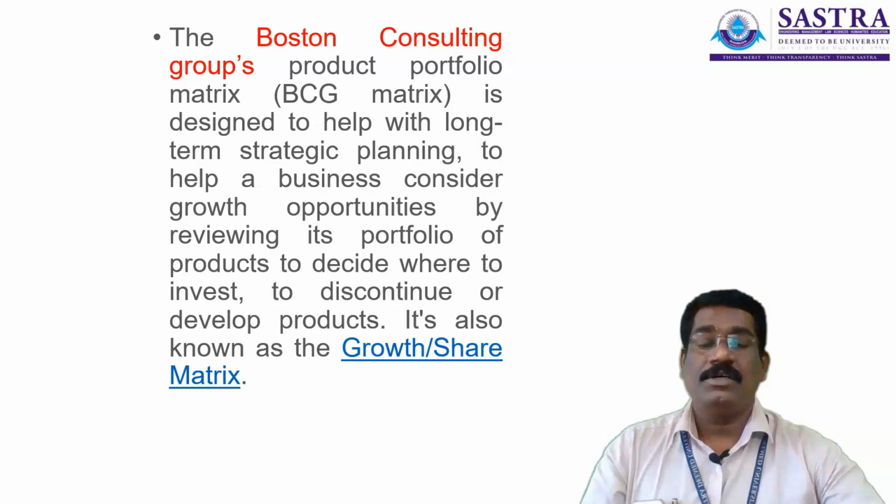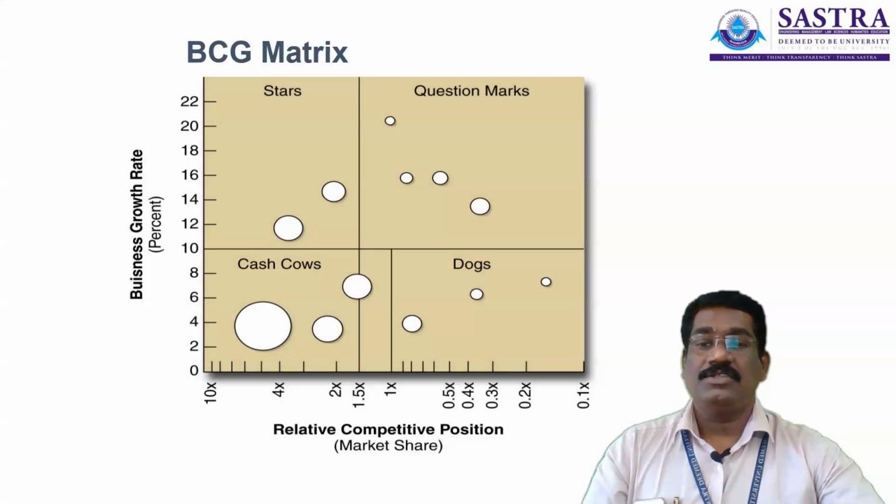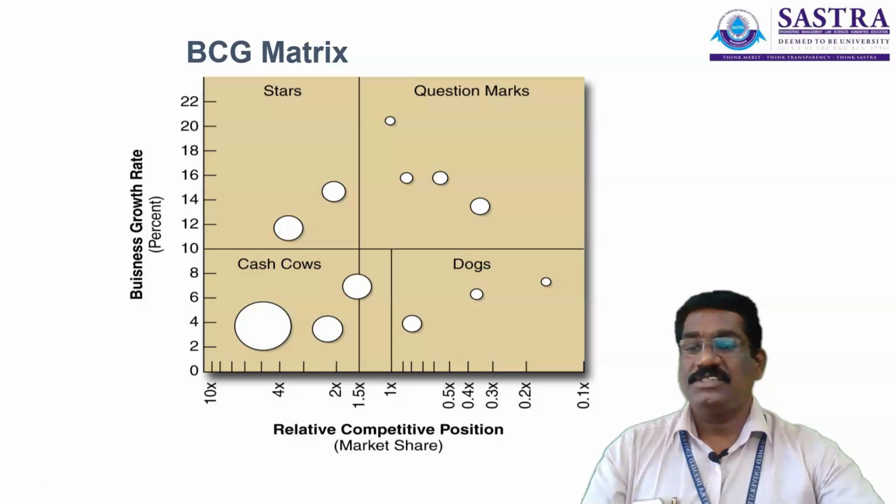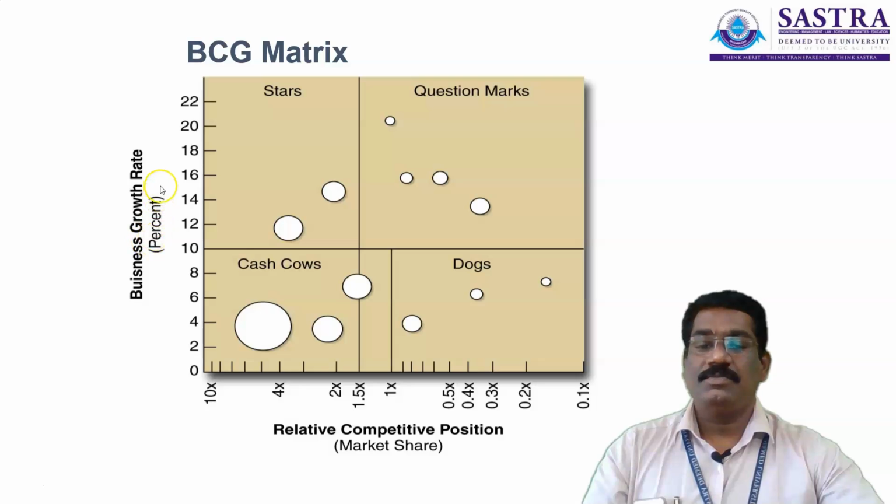Let us see this concept in more detail with an appropriate example. If you look at this, you can see the business growth rate, which has been calculated as a percentage, and also the relative competitive position in terms of market share. How much market share the product has, compared to the competitor. That's why it is used here as the relative competitive position.